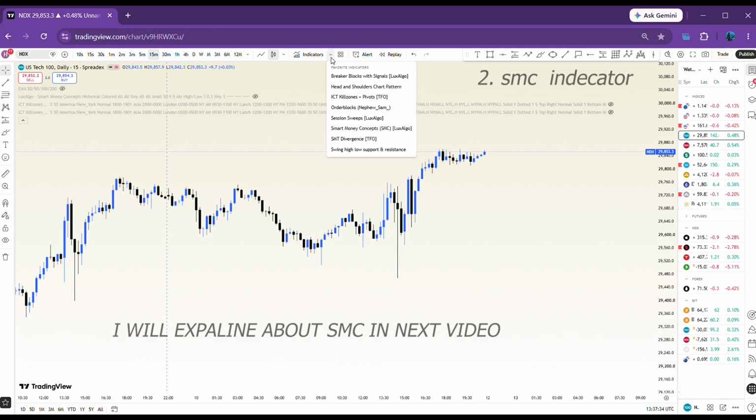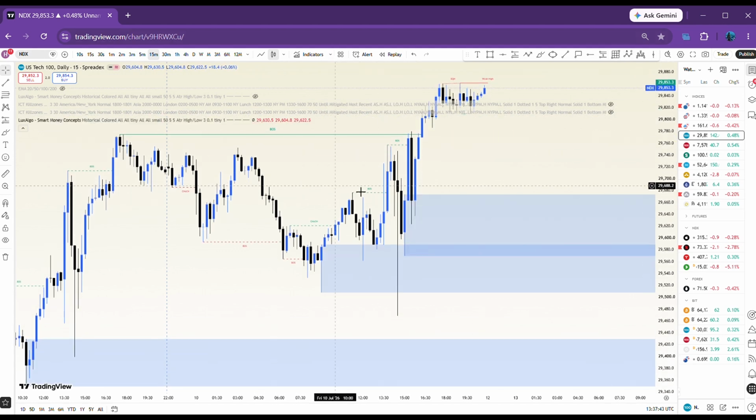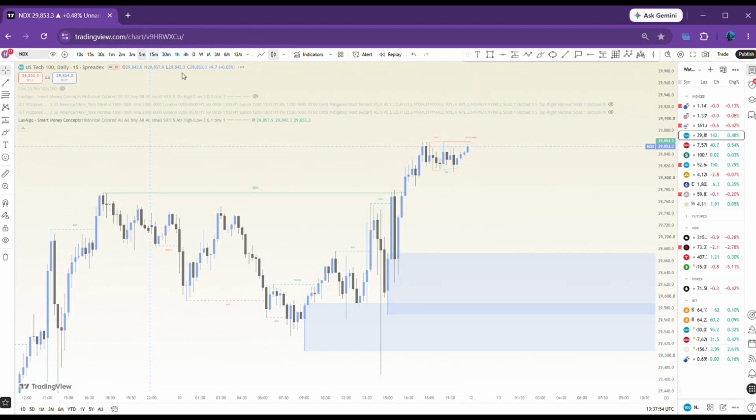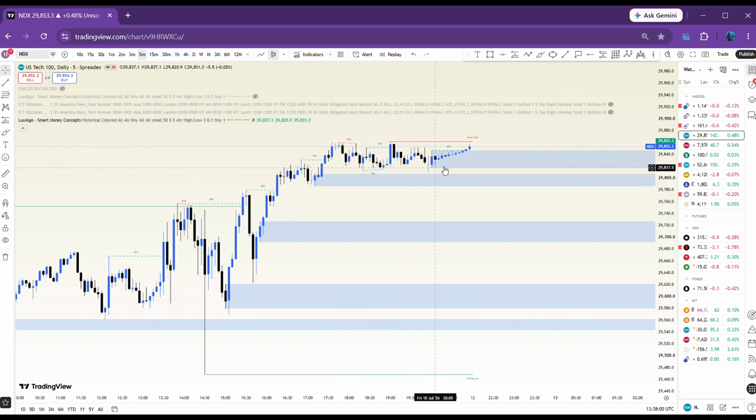If you follow ICT SMC concepts, you can use the SMC indicator, Smart Money Concept by LuxAlgo. Those who use SMC as a concept don't know where the break of structure is going to happen, where a change of character is going to happen, where an order block is going to be, where the liquidity is going to stay. If you are a beginner or newer, you can use this indicator. Where is the break of structure going to happen, where is a change of character going to happen, where is the weekly high, where is the weekly low.